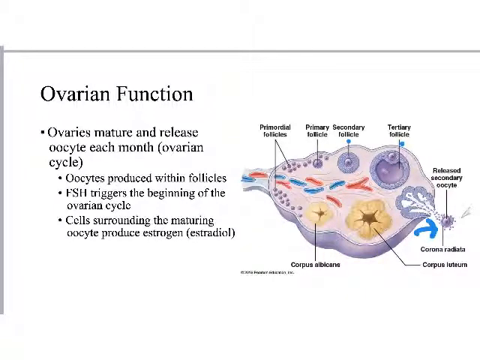It is FSH which triggers the beginning of the cycle. We talked about LH and FSH, right, coming from the pituitary. So FSH will go and trigger the formation of these follicles, kind of starts that process. And then LH will actually come and trigger the release of the egg.